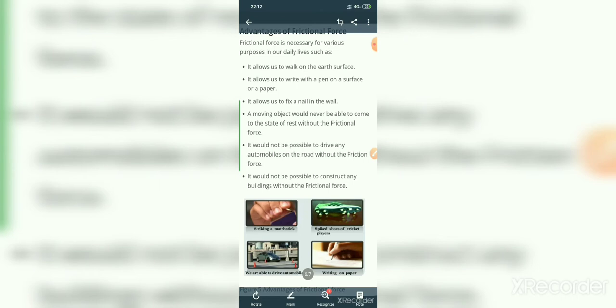Now let's see the advantages of frictional force. Frictional force is necessary for various purposes in our daily lives, such as number 1, it allows us to walk on the earth's surface. Second, it allows us to write with a pen on a surface, or on paper, or on the blackboard, etc. It allows us to fix a nail in the wall. The moving object would never be able to come to the state of rest without the frictional force. That means if the frictional force is not there, then a moving ball will always move. It will never come to rest.